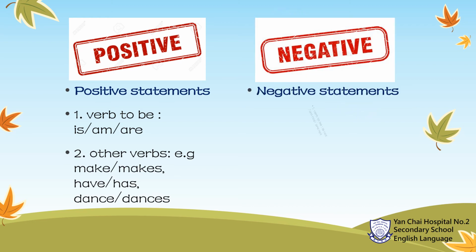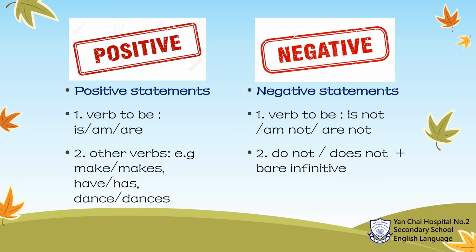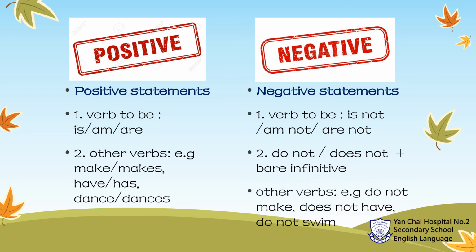For the negative statements, there are also two ways. We use is not or am not or are not. Second one, we use do not or does not plus bare infinitive. For example, do not make, does not have, or do not swim. So whether we use do not or does not, it depends on the subject, whether they are I, you, we, they, or he, she, it.